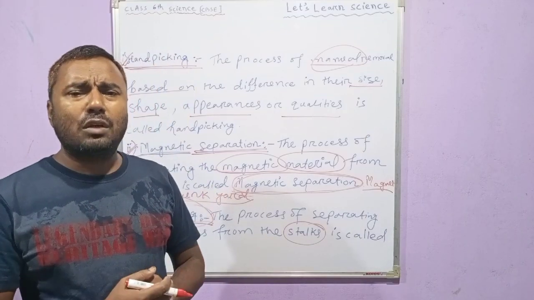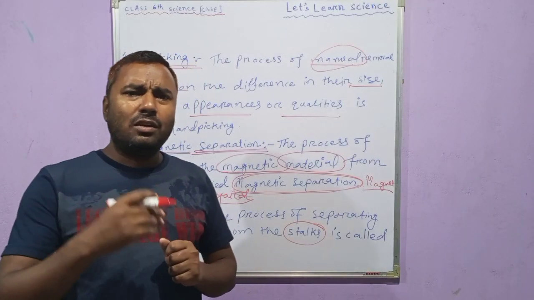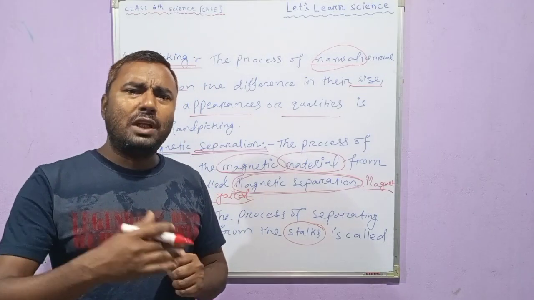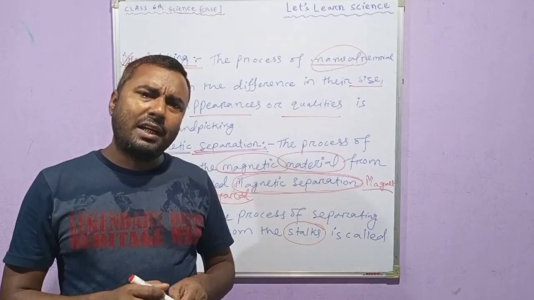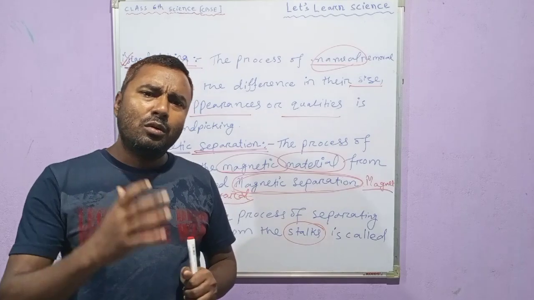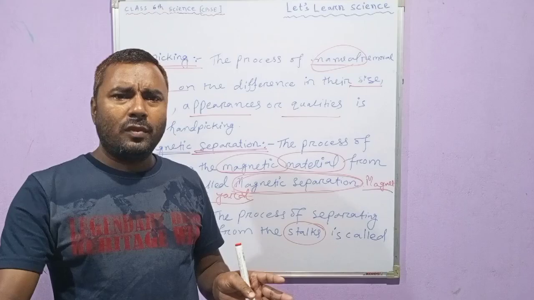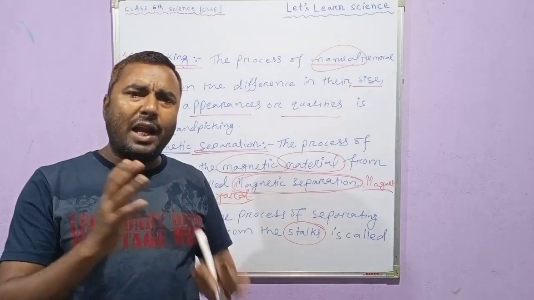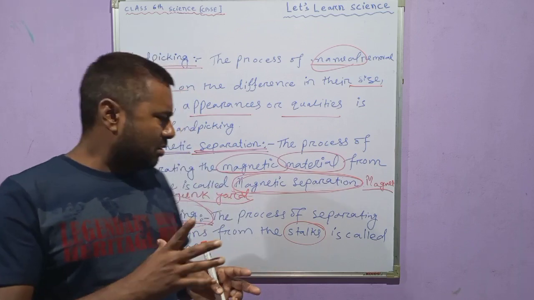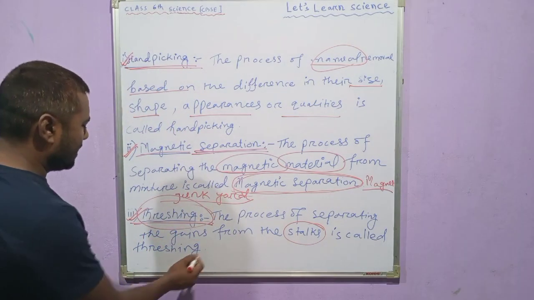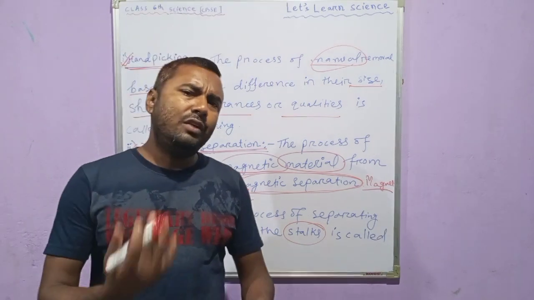So how do they separate that? They hit or beat the agricultural plant against a hard surface, or sometimes they separate the grains by rubbing, that is, by friction. And that process of separating the grains from the stalks is called what? Threshing. So how can we define it?